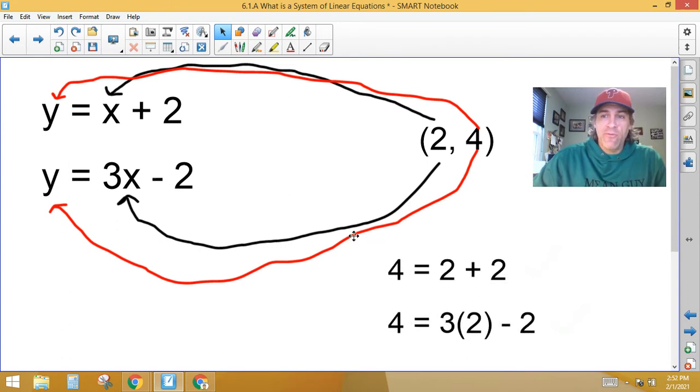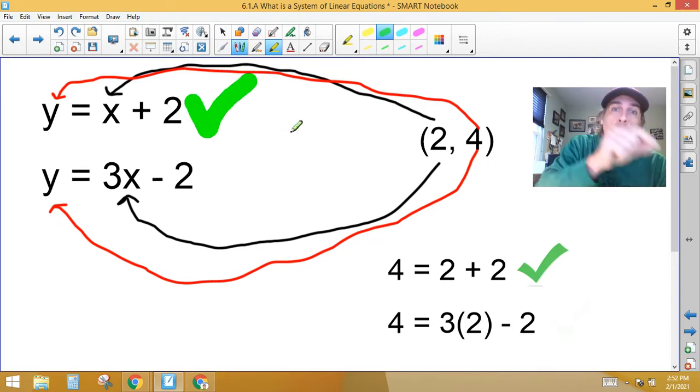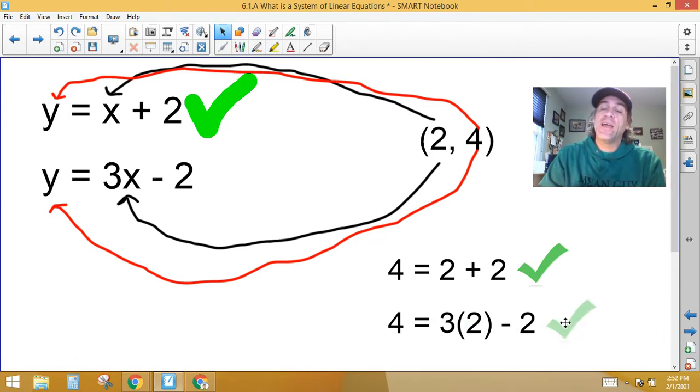Instead of y, I replace it with 4. So I now have 4 equals 2 plus 2. Does 4 equal 2 plus 2? It does, which means this ordered pair satisfies the top equation. It works here. Now I have to go and check the second equation. Does 4 equal 3 times 2 minus 2? Well, that's 6 minus 2. It does. It satisfies both equations. That's what it means. So that ordered pair, (2, 4), is a solution to this system.